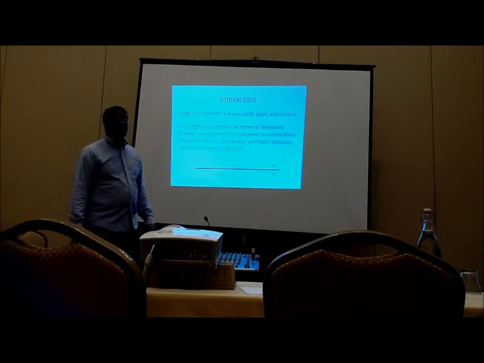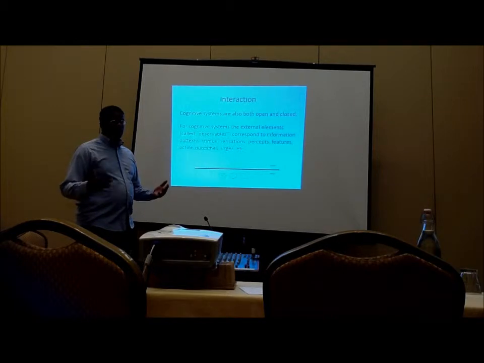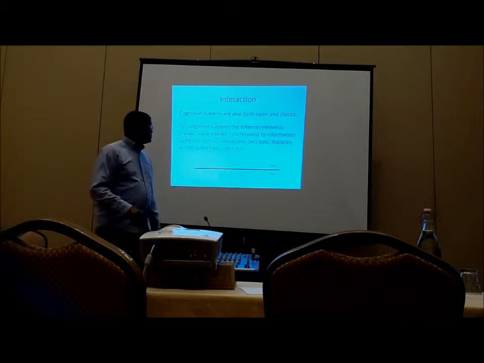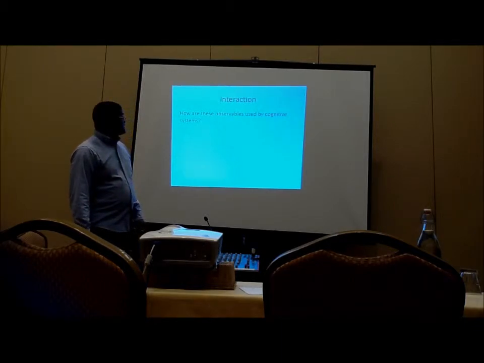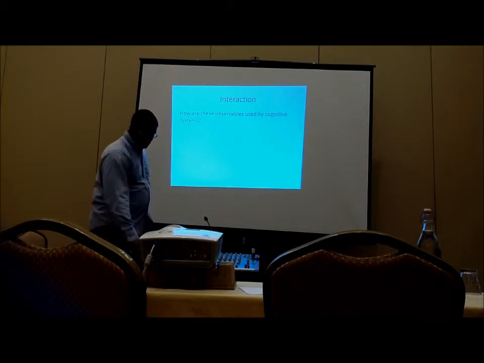Cognitive systems also are both open and closed. For cognitive systems, the external elements, called observables by Jean Piaget, correspond to information patterns in the environment: stimuli, sensations, percepts, features, feedback from your senses, urges, and so forth. So let's look at how these observables are used by cognitive systems.